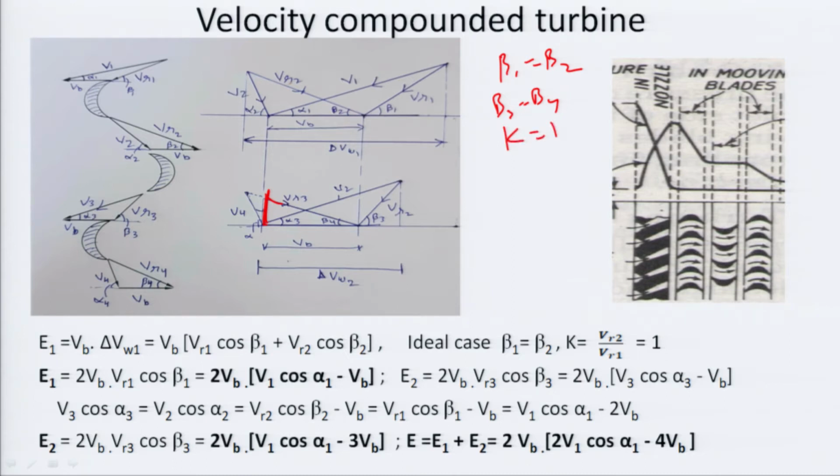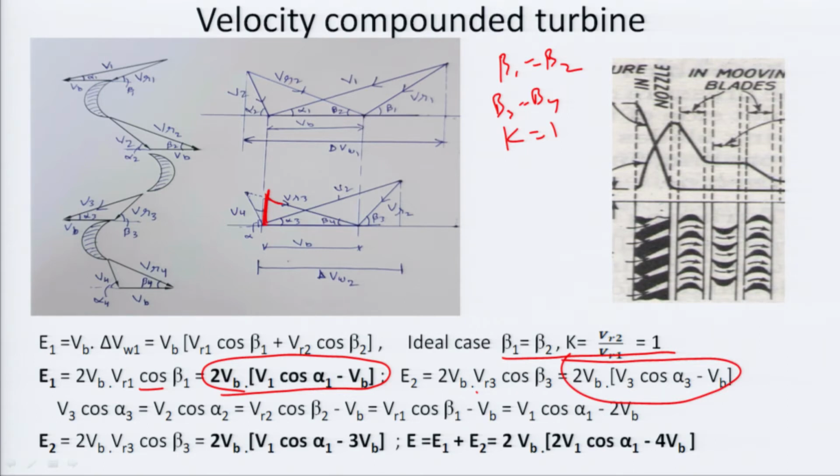So, we can write down the energy, what is the work done in the first stage, Vb into delta Vw, this will be Vr1 cos beta 1 like this. Ideal case, beta 1 is equal to beta 2 and k is equal to 1 as we have taken. So, E1 will be twice V1, this can be reduced to this form. Similarly, work done or energy transfer in the second stage can be written to this value, and this is going to be this one.